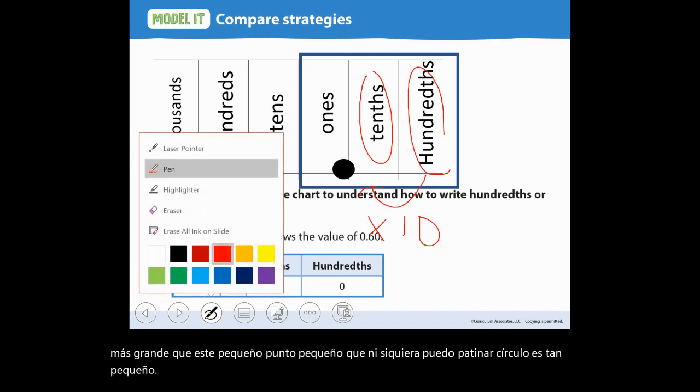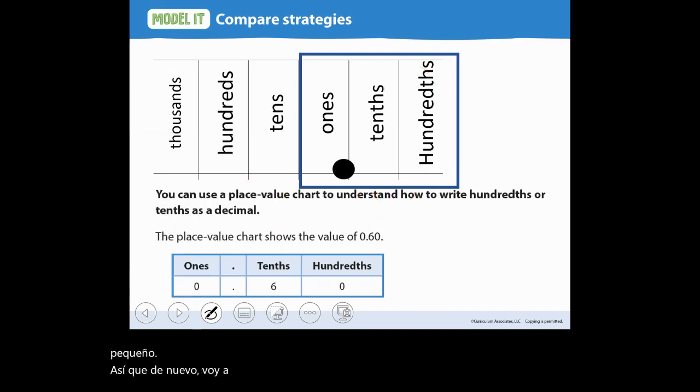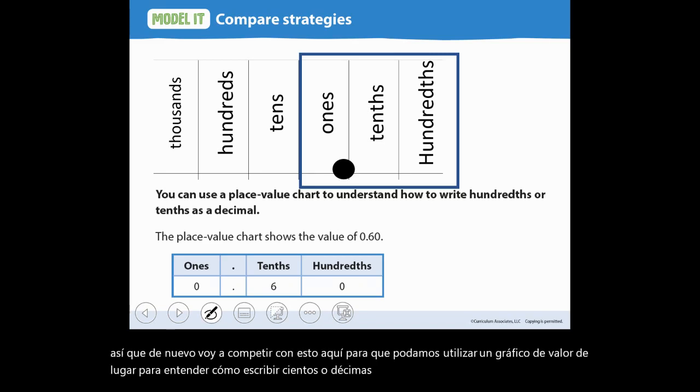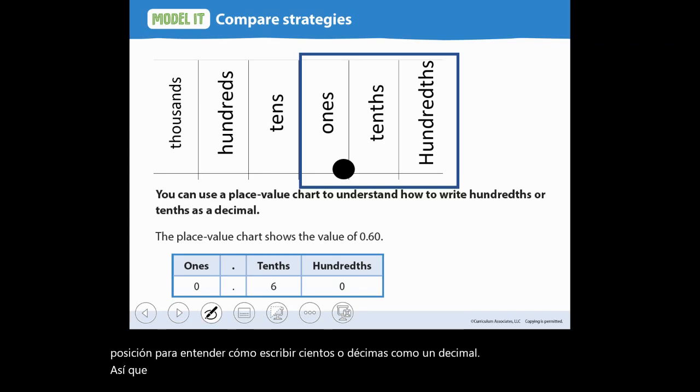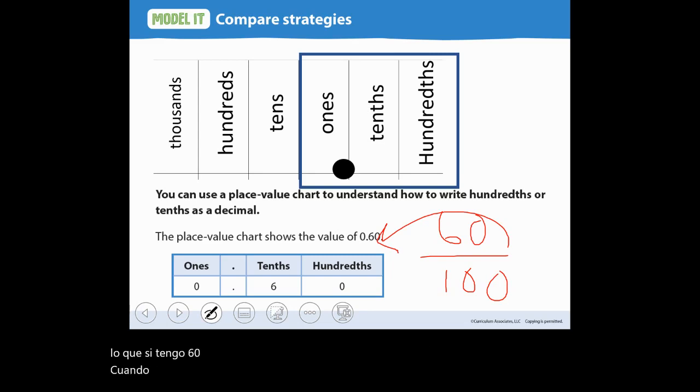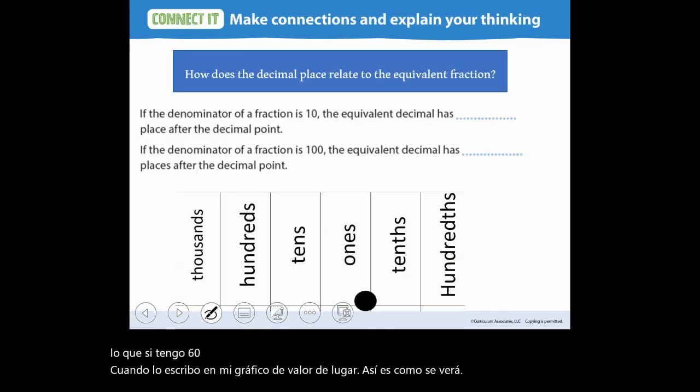So again, I'm going to erase this ink here. So we can use a place value chart to understand how to write hundredths or tenths as a decimal. So this is just thinking about how many tenths are in that problem and how many hundredths. So if I have 60 hundredths, when I write it on my place value chart, this is what it's going to look like.